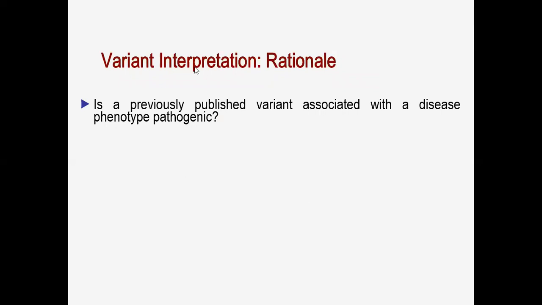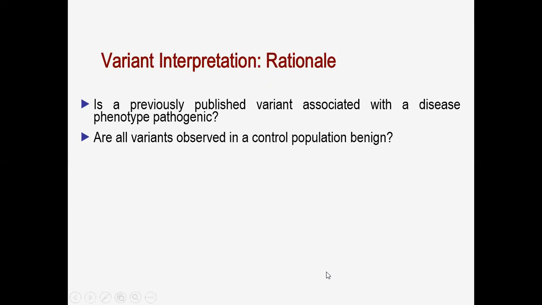What is the importance, why are we doing the variant interpretation? Whether it is previously published, whether it is associated with the disease or the phenotype, whether it is pathogenic or not. That is the interest, why we are doing the variant interpretation. Whether all the variants observed in a control population are benign or not, because some variants will be benign in some populations, while in other populations they could be pathogenic. That also we need to understand.